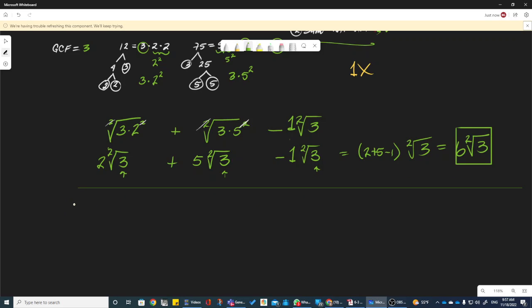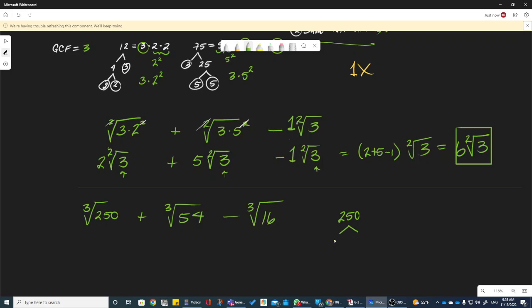Okay, so the third root of 250 plus the third root of 54 minus 16, the third root of 16. And you're gonna do exactly the same thing. You are going to take each radicand and you are going to factor it.